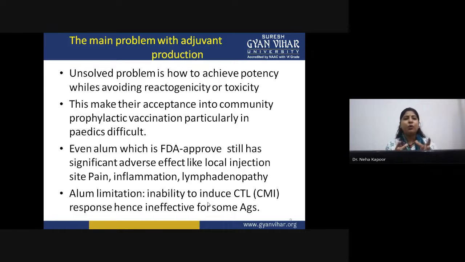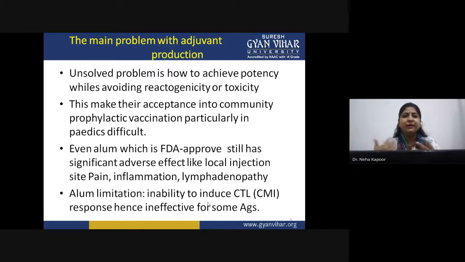The point is, the main problem with adjuvant production is that we shall have an adjuvant that is quite potent. Quite potent means it shall be very effective in enhancing the effectiveness or potency of the vaccine, or it shall be able to mount a strong immune response, but it shall have no reactivity or toxicity. So this is a major problem that comes while we are producing some adjuvant. This makes their acceptance into the community for prophylactic vaccination difficult, particularly in pediatrics.